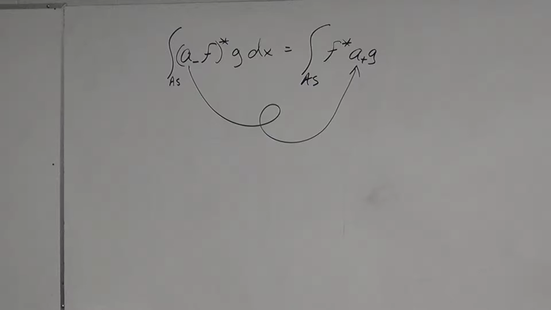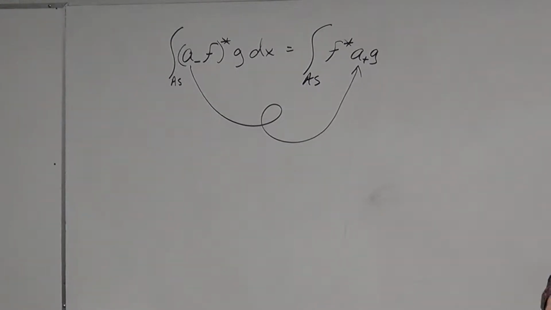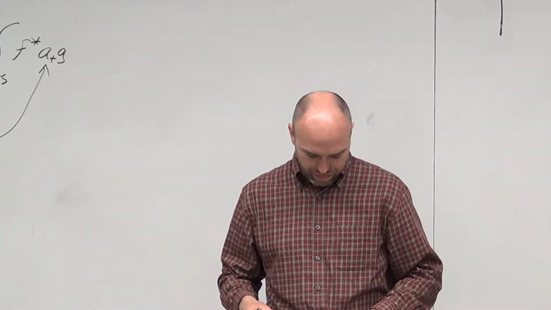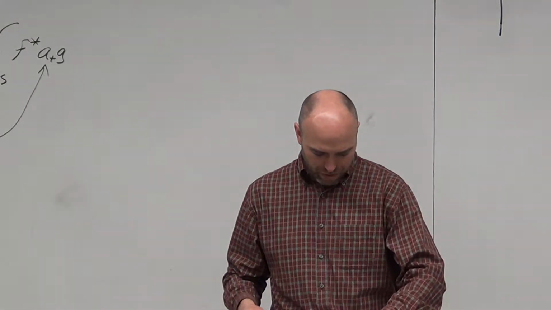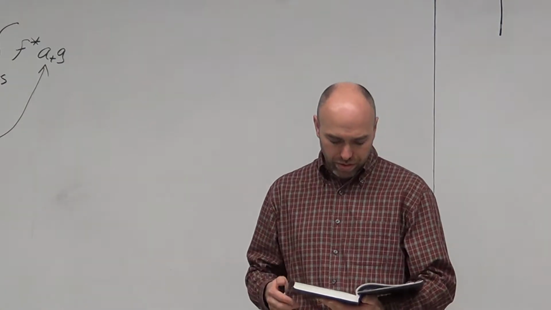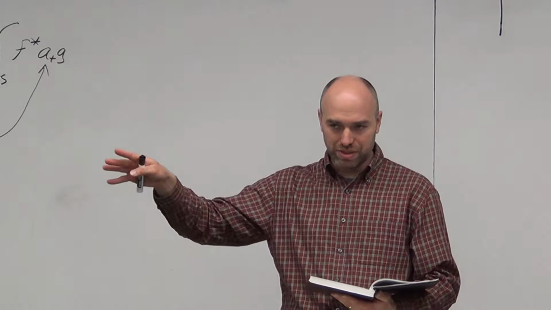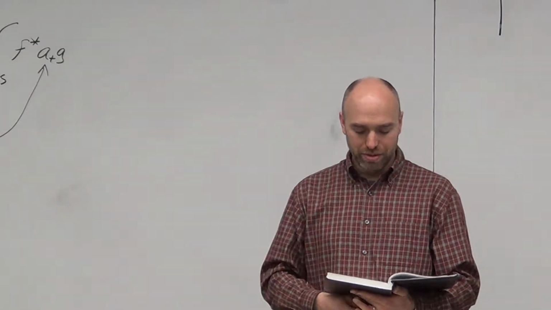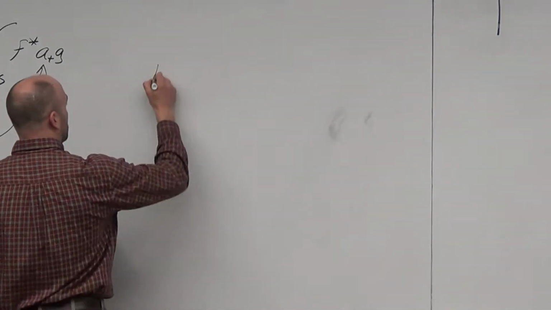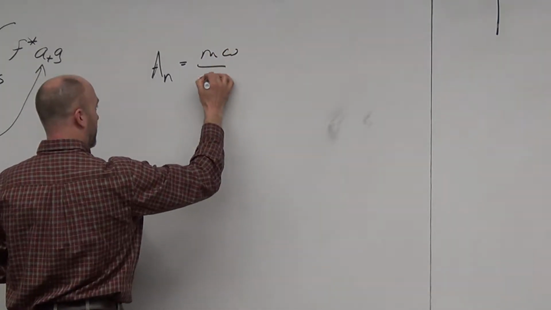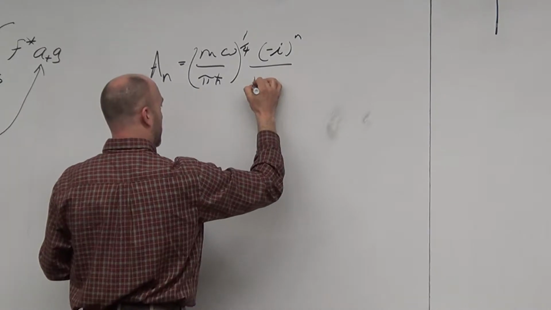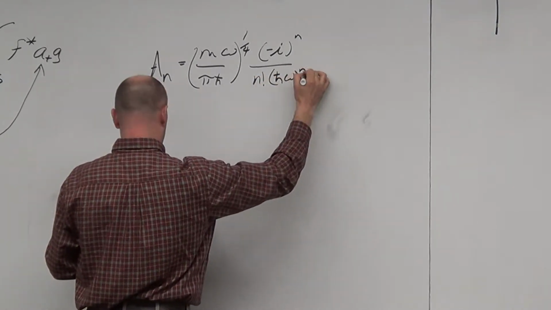On number 13. Let's see. It's under that. On number 13, he asks you to normalize psi 1, which you know how to do normalization. It's the same normalization we've been doing since day one. And then the tricky part is, he says, check your answer against this generalized formula. And this generalized formula is this one. A_n is equal to m omega over pi h bar all to the fourth power, and there's this negative i to the power of n over n factorial h bar omega to the power of n square root.